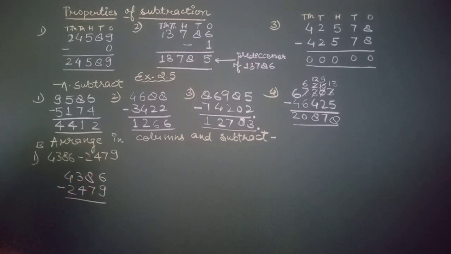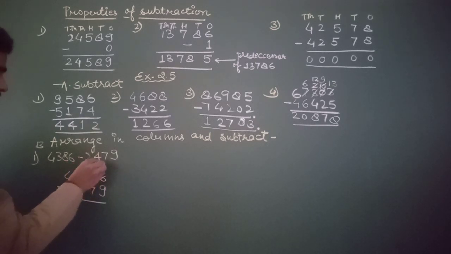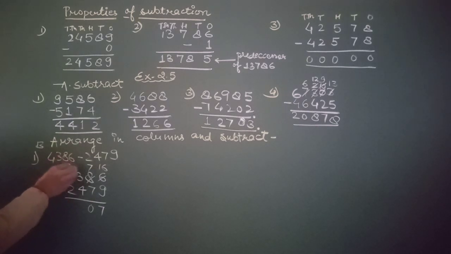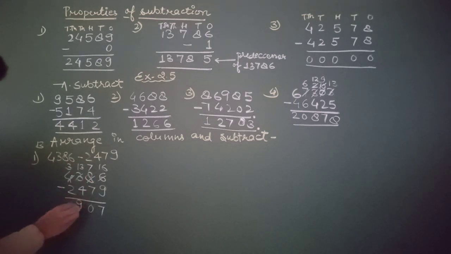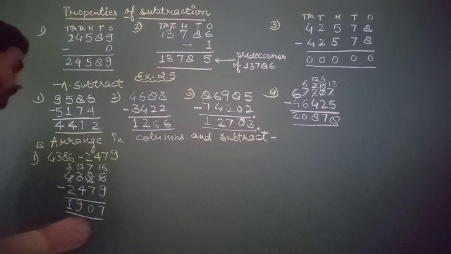9 ones cannot be subtracted from 6 ones, so regroup 8 tens 6 ones into 7 tens 16 ones. 16 ones minus 9 ones, that is 7 ones, and 7 tens minus 7 tens is 0 tens, and 400 can't be subtracted from 300, so regroup 4,300 into 3,000 and 1,300. Now 1,300 minus 400, that is 900, and 3,000 minus 2,000, that is 1,000. So the answer is 1907.